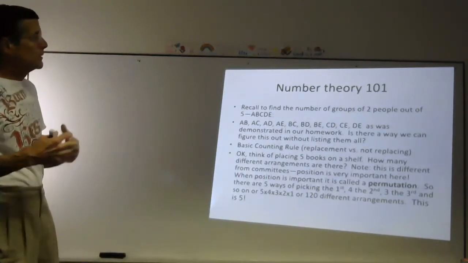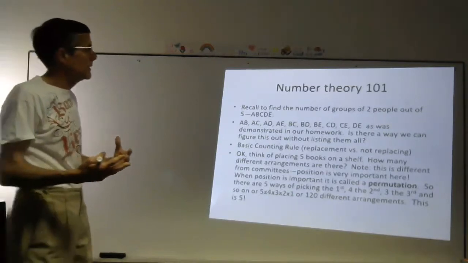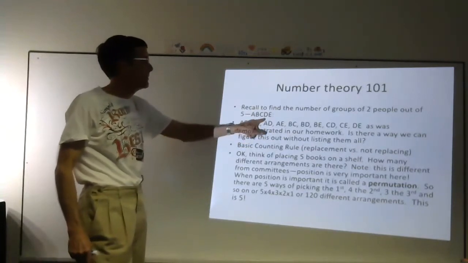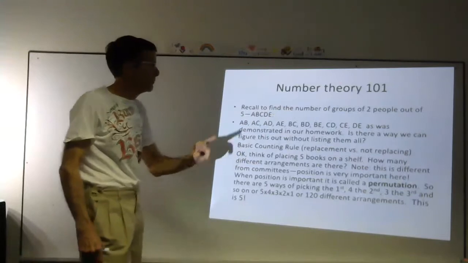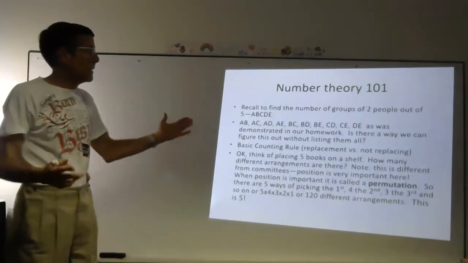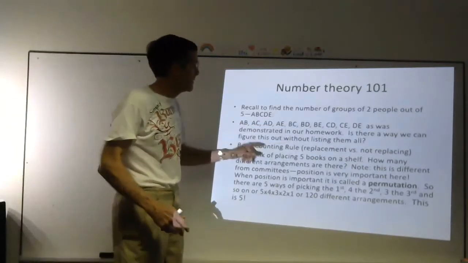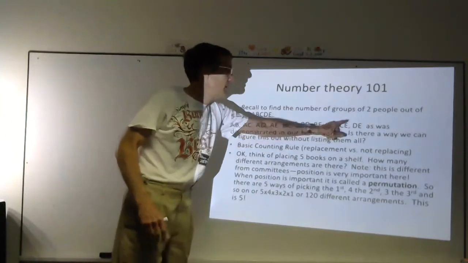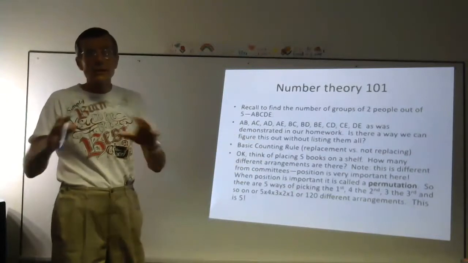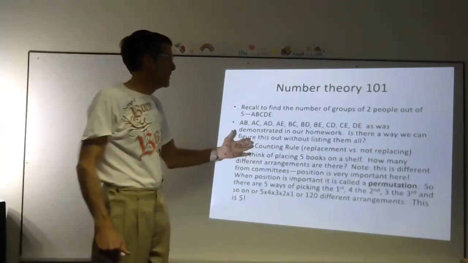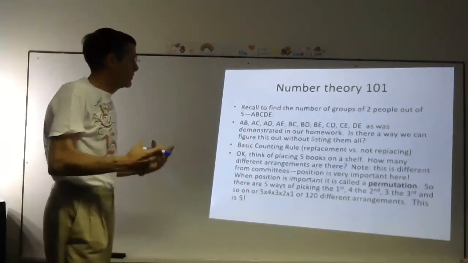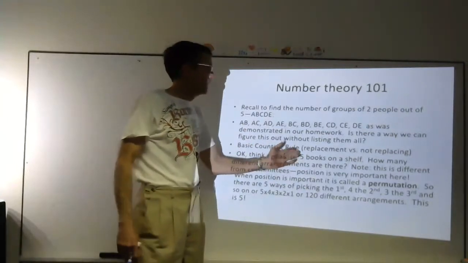On your homework, you had some problems with trying to find the number of groups of 2 people that can be gotten out of 5 people. So here are your 5 people, A, B, C, D, and E. And here are the groups of 2 people, like committees of 2, okay? This was demonstrated in the homework, and to figure out that there are 1, 2, 3, 4, 5, 6, 7, 8, 9, 10 of these, you had to list all the various possibilities. So the question is, is there a way we can figure this out without listing them all? Okay?